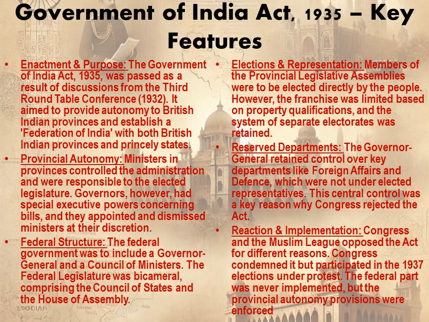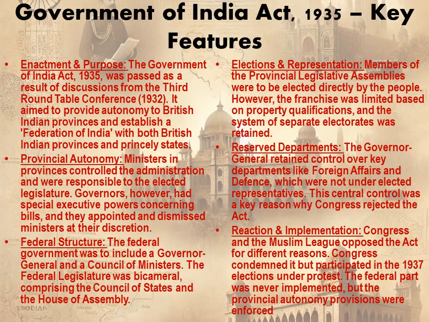The Congress condemned it but participated in the 1937 elections under protest. So even though the Congress did not like the act completely, they condemned it but still participated in the elections of 1937. The federal part was never implemented, meaning dividing India into provinces and each of the provinces having their own government, that part was not implemented.